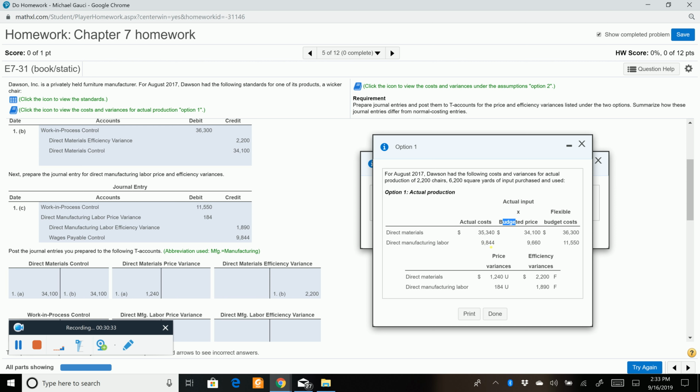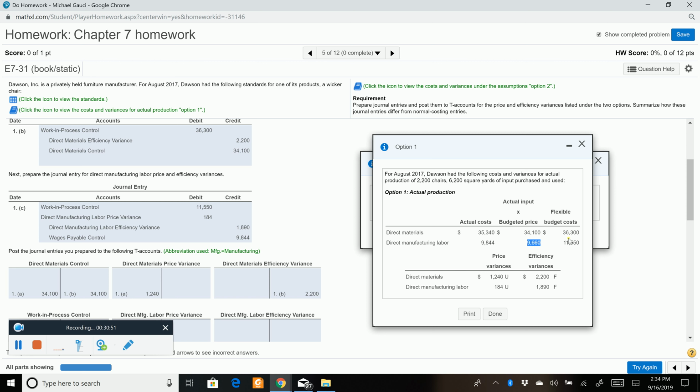So using the actual pay rate, we're a little higher. We're $184 higher using the actual. So the rate variance or price variance is unfavorable, debit. That 184 is the difference between the 9,844 and the 9,660.